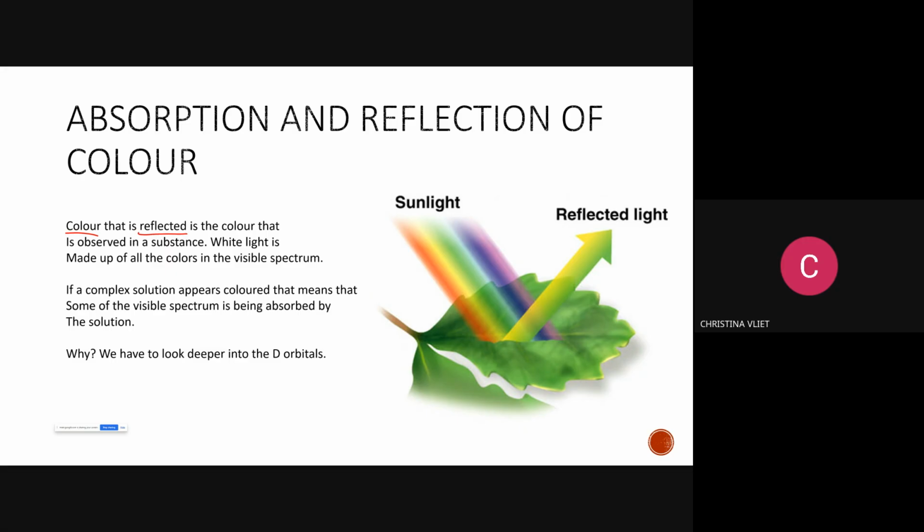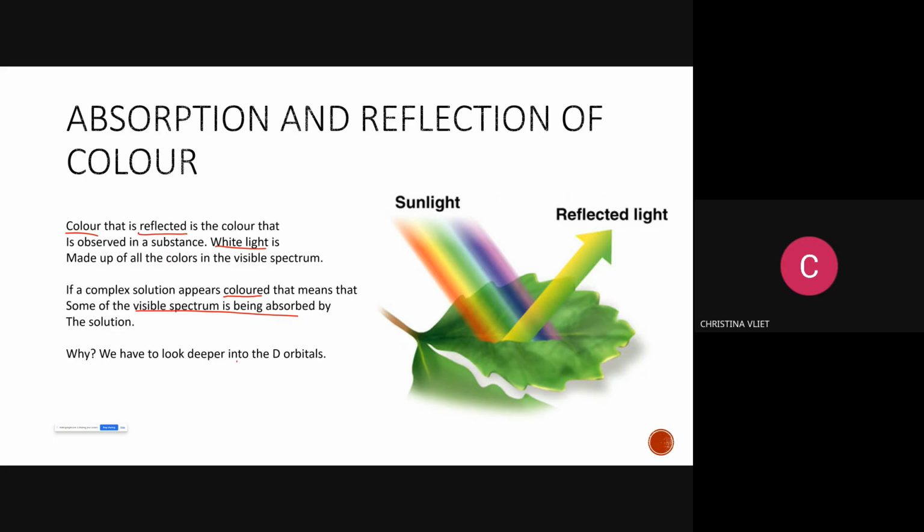All right, so white light, by definition, is actually made up of all the colors in the visible spectrum. If a complex solution appears colored, like your copper sulfate in water being blue, this means that some of the visible spectrum is being absorbed by the solution, and what we're seeing is the color that is reflected. So the blue is the color that's not absorbed by the solution. Why does this happen in the first place?